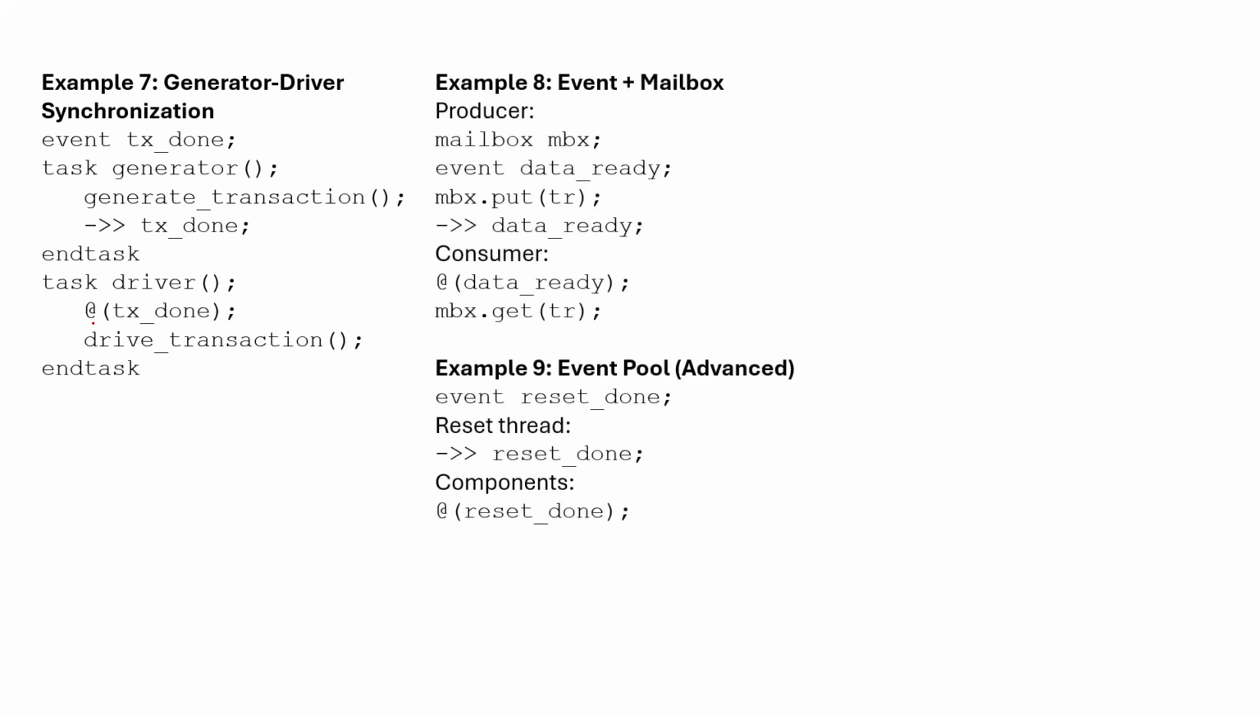Generator to driver and then event with mailbox. See, I'm putting some transaction in my mailbox. Some put and get methods I'm utilizing. With the put method you are inserting some data, and with the get method you are getting the data. MBX is the mailbox handling. Mailbox dot put transaction, you are keeping the data here.